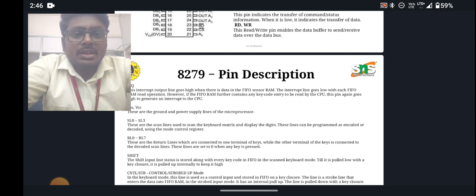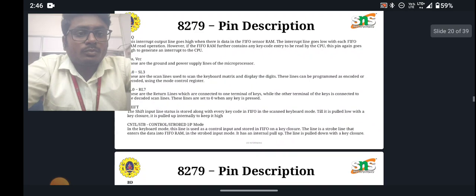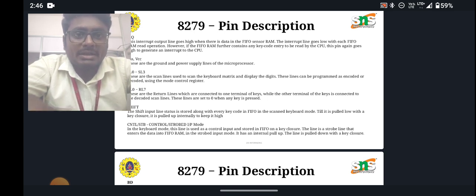Shift key. The shift input line status is stored along with every keycode in the first in first out in the scanned keyboard mode, till it is pulled low with the key closure. It is pulled up internally to keep it high, to make sure the controller processor is working in the right condition.